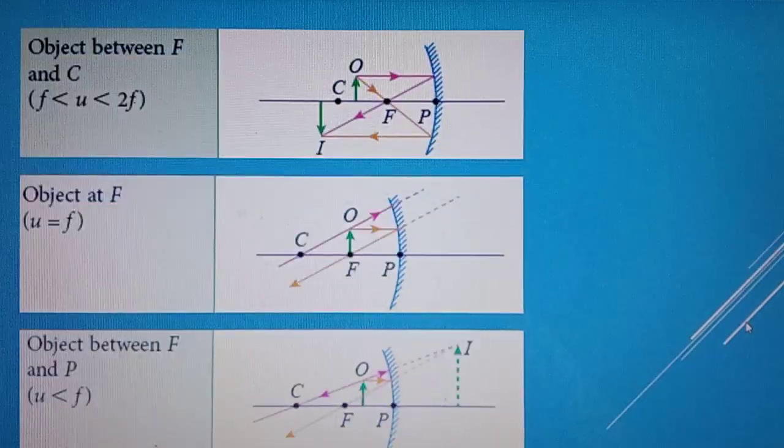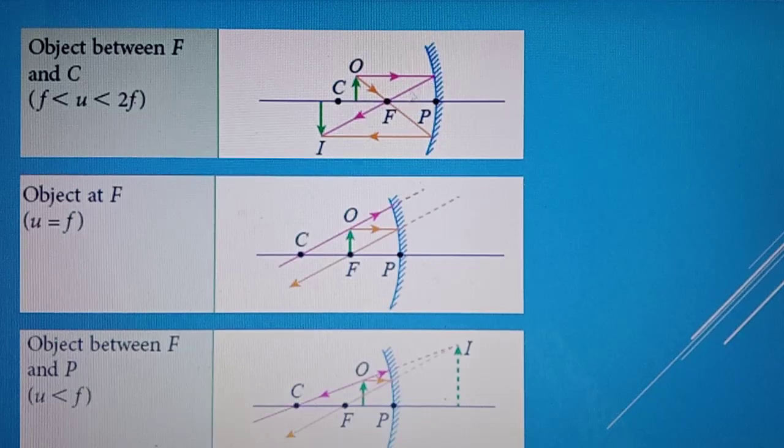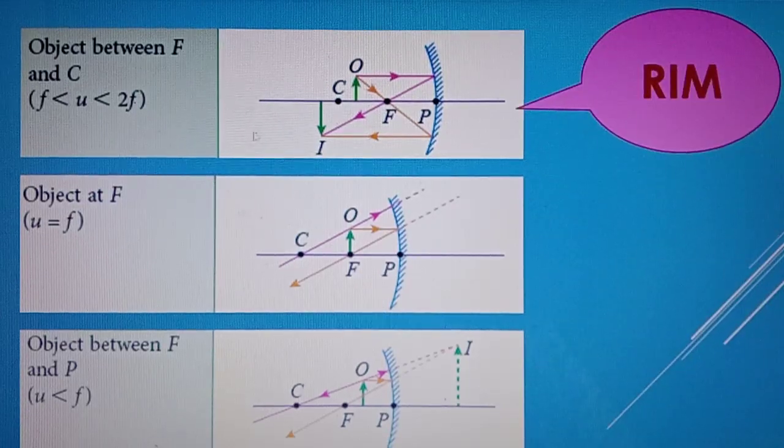Next, U between F and 2F. Parallel light rays reflect, pass through F, reflect parallel, and meet here. So you compare between object and image. The image forms in front of the mirror, meaning a real image. So real, inverted, magnified.